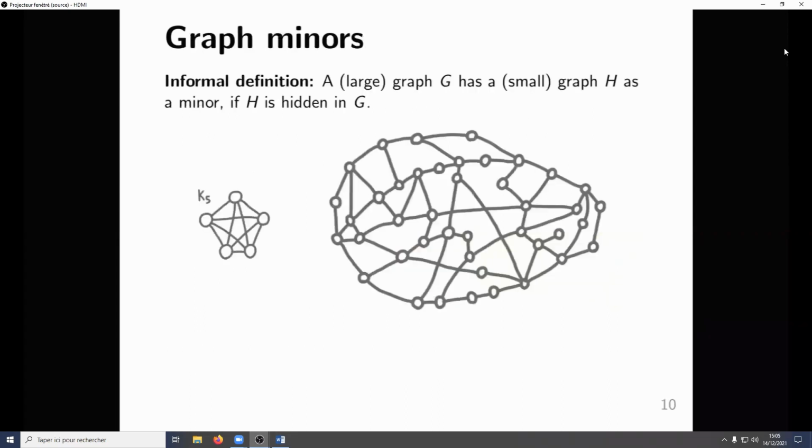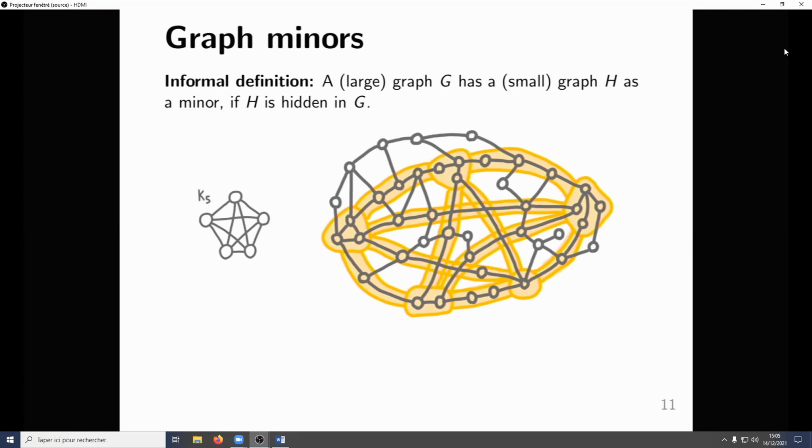So the informal definition of having a minor is that a large graph G has a small graph H as a minor if H is hidden in G. For example, I claim that the small graph on the left, this K5, the clique on 5 vertices, is hidden in the graph on the right. What does it mean that it is hidden? It means that if I have paths instead of edges and blobs of vertices instead of just one vertex, then I can recover my K5.